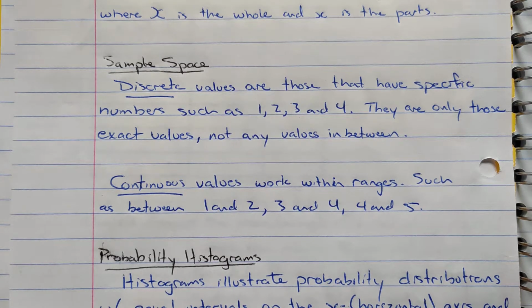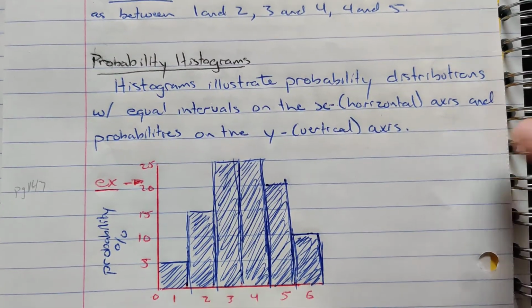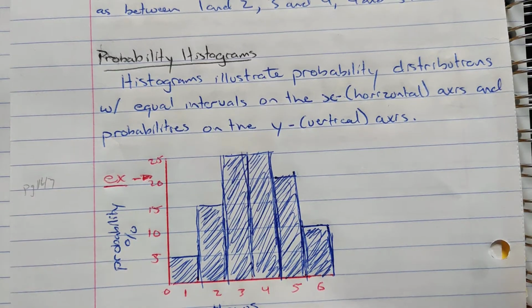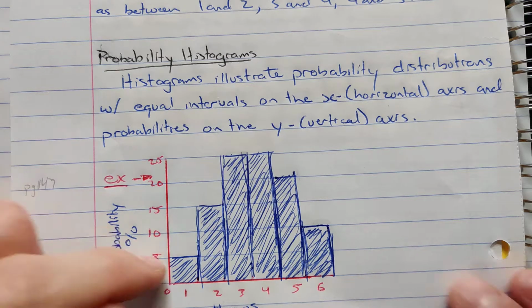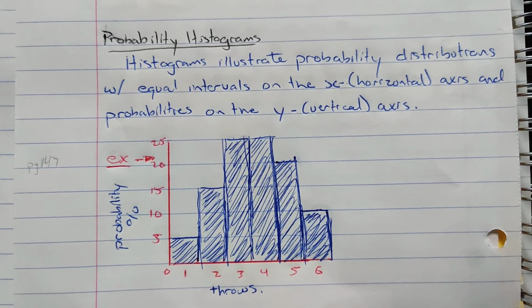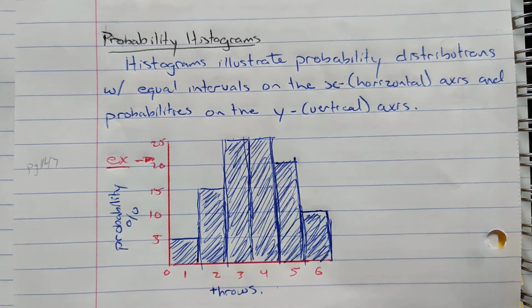When we're looking at these visually, we can use what are called probability histograms. Here I have a probability histogram example. The histogram illustrates the probability distribution with equal intervals on the horizontal x-axis and probabilities on the y-axis. So we'll always have our probability on this vertical y-axis, and our horizontal axis will be those intervals that we're using, either the discrete or continuous intervals.